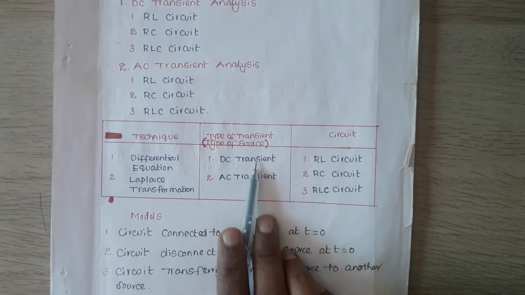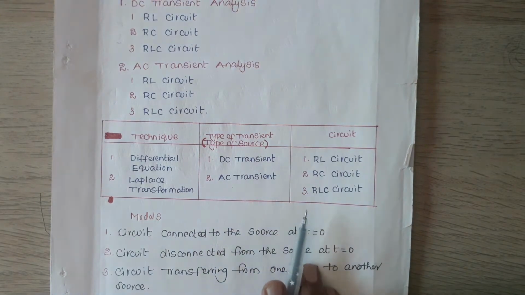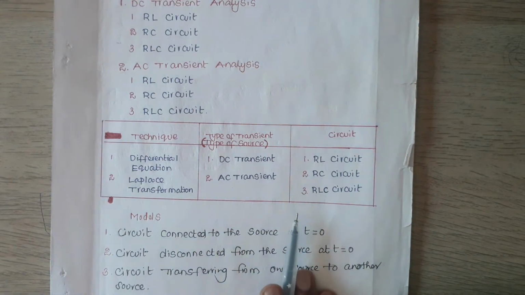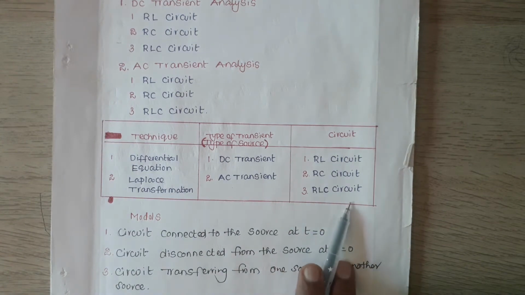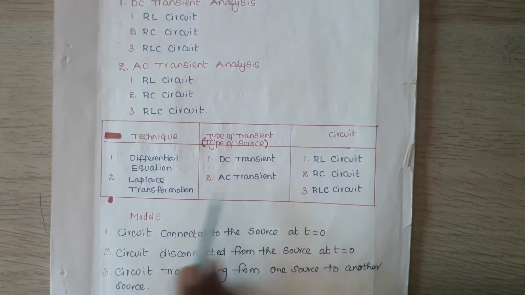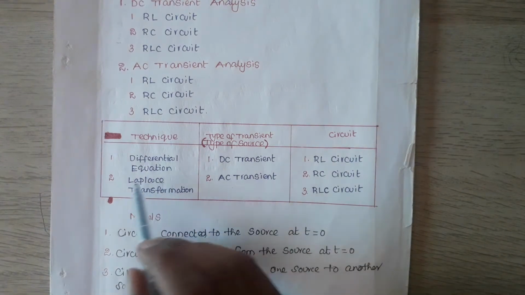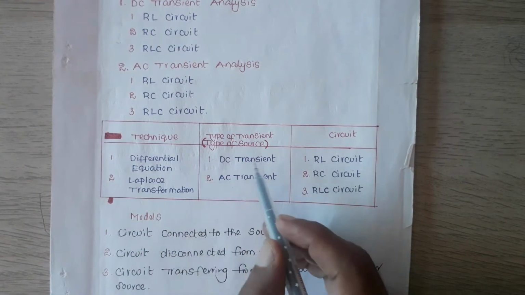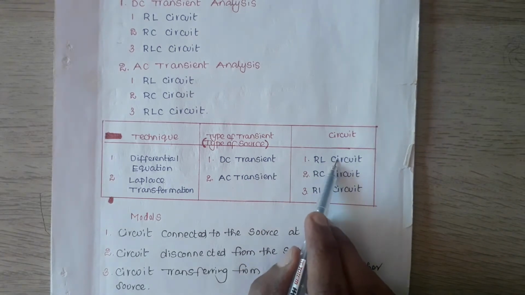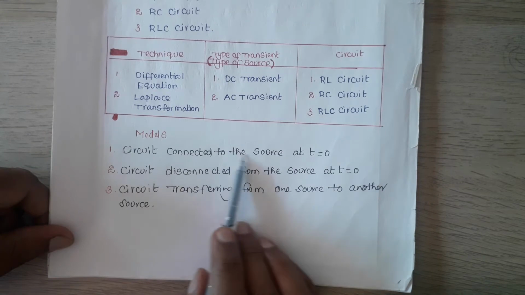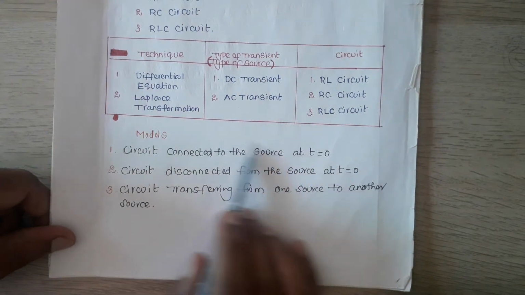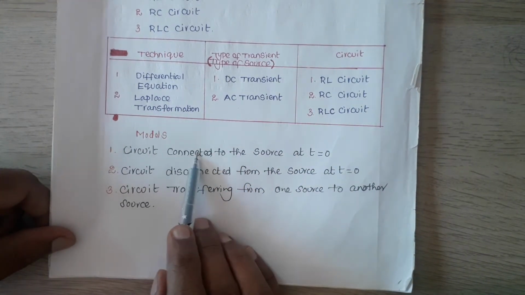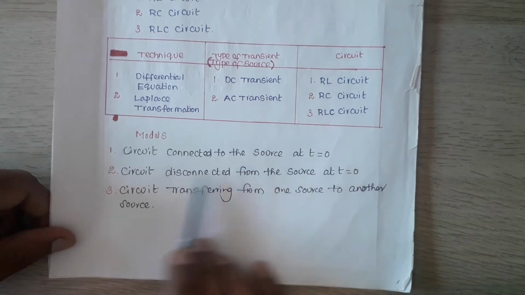Now we are discussing DC transients. Again, what is the type of circuit: RL circuit, RC circuit, or RLC circuit. So we are discussing the RL circuit, with the differential equation approach, DC transient. In the RL circuit, we completed the circuit connected to the source at t equal to 0.